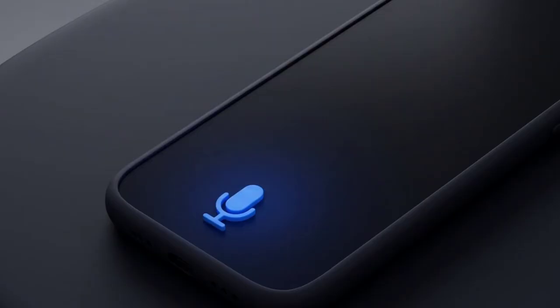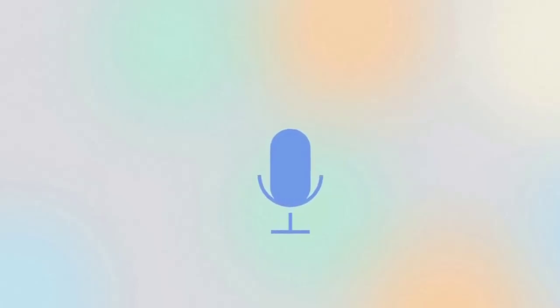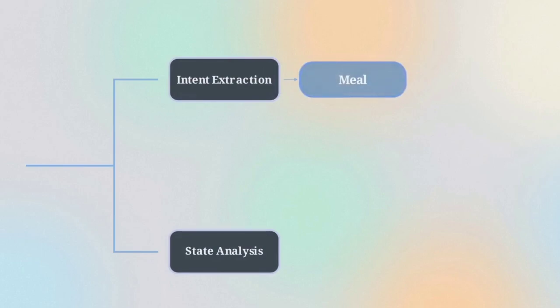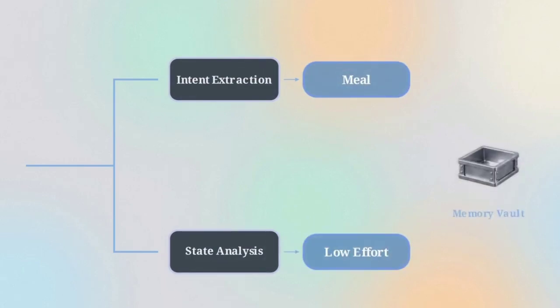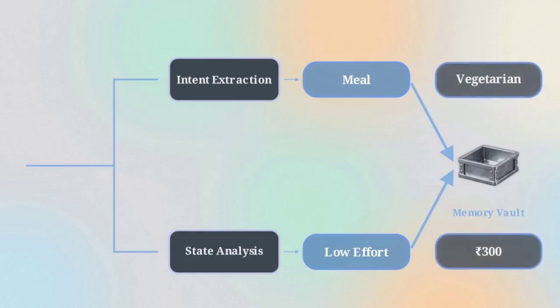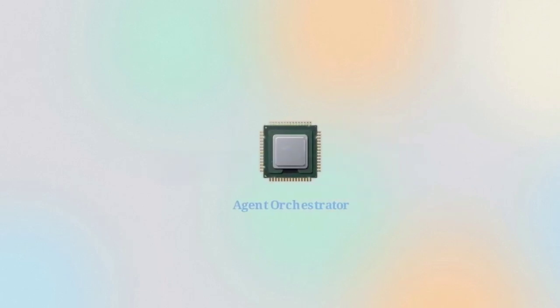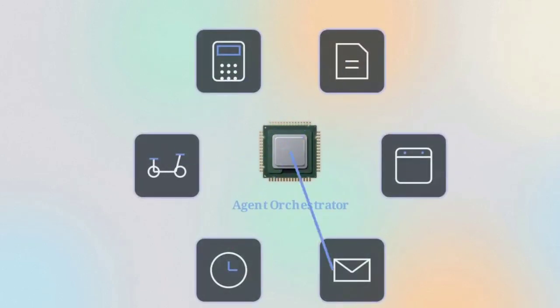Let's route that same tired and hungry prompt through Usha's internal pipeline to see how it actually reaches a conclusion. First, local speech recognition extracts your core intent, finding a meal. Simultaneously, the interaction state analyzes your tone, recognizing you are tired to prioritize lighter options. It then queries local memory, retrieving your vegetarian 300 rupee preferences, automatically completing your request.